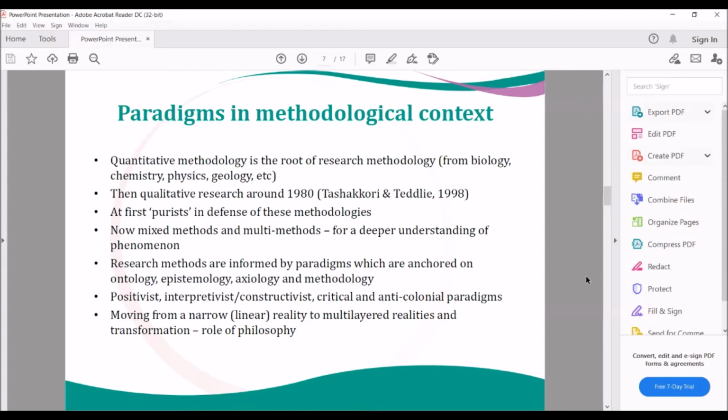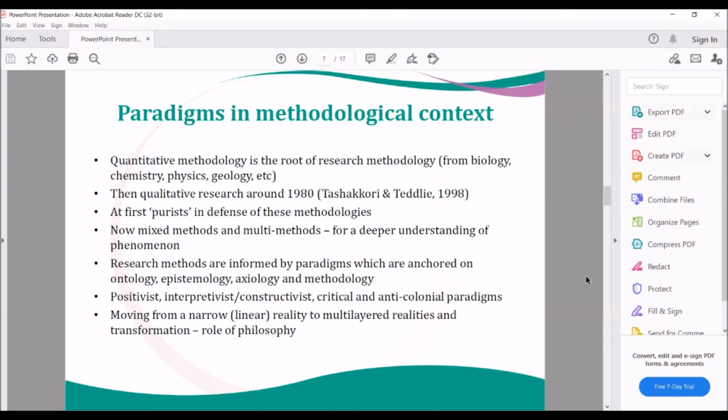At first, these two camps were purists who were working in defense of their own methodologies. Quantitative researchers trying to defend their territory, and qualitative trying to defend theirs as well. Then lately came mixed methods and multi-methods, which, if you like, provided a middle point to try and appease the two camps. But the main goal of mixed methods and multi-methods is to provide a deeper understanding of the phenomenon when you bring multiple methods together.